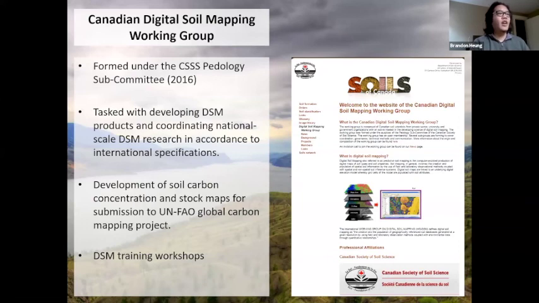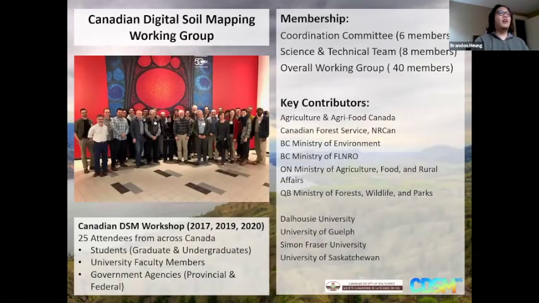For example, the community developed the soil carbon map for submission to the FAO's Global Carbon Mapping Project in 2017. In addition, the community also recognized the importance of training the next generation of mappers. To that end, we've offered multiple training workshops to people across the country. Currently the working group has approximately 40 to 50 members, and some of our colleagues are involved with the UN's Global Soil Partnership, as well as the ITPS. But the key thing to recognize is that we have colleagues from the agricultural and forestry sectors, colleagues from the provincial and federal agencies, and colleagues from multiple academic institutions.